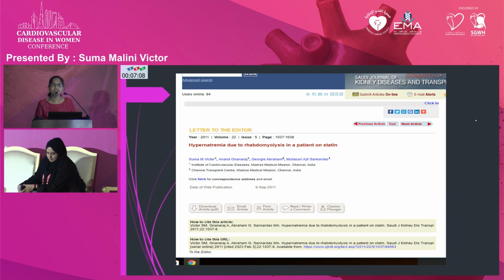This is one of our publications of an important case of a lady presenting with acute myocardial infarction after PCI, started on statin dose and developed rhabdomyolysis. And the early indication was hyponatremia. The stage of the patient developing a suspicion of rhabdomyolysis comes when the patient starts developing muscle pains and the sodium goes up.